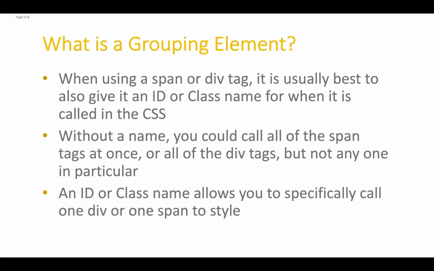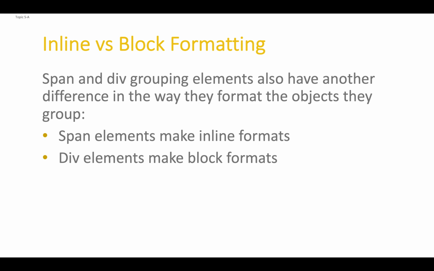When using a span or a div tag, it is usually best to also give it an ID or class name for when it is called in the CSS, because usually it's going to be specific to that element, and you're not going to want all the divs on one page to look the same as you've styled it in CSS. Without a name, you could call all of the span tags at once, or all of the div tags, but not any one in particular. An ID or class name allows you to specifically call one div or one span to style.